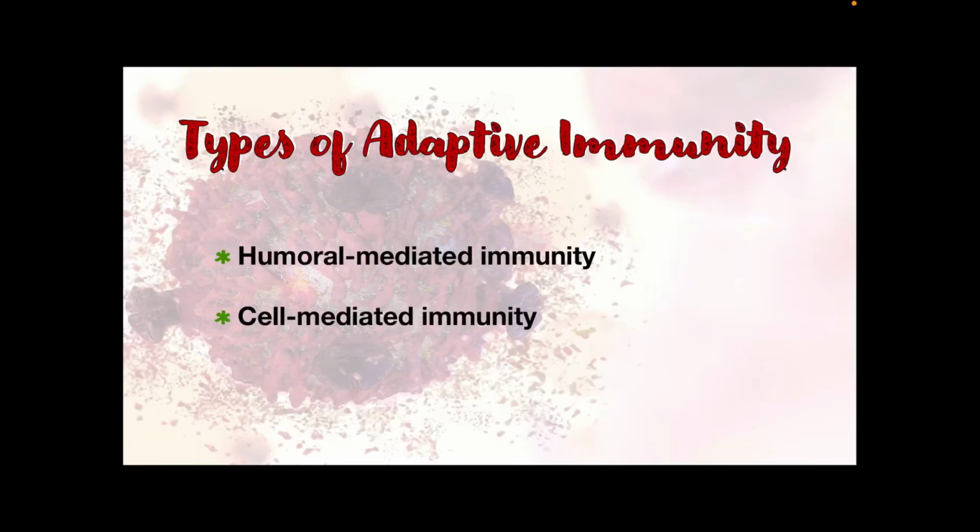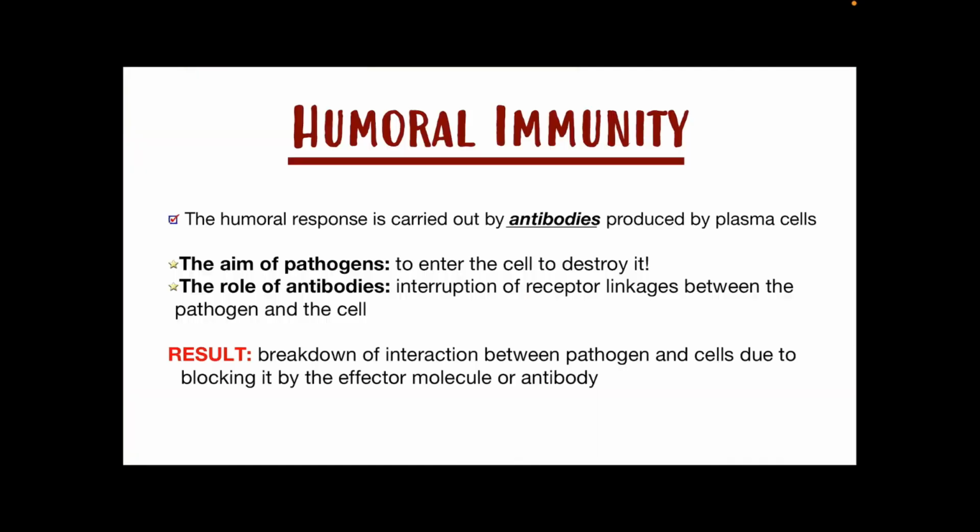Now let us elaborate the types of adaptive immunity. Again, we have the humoral and cell-mediated immunity. The humoral response is carried out by antibodies produced by plasma cells. These plasma cells are derived from activated B cells that are produced in the bone marrow. With the assistance of T helper cells, the B cells will differentiate into plasma cells, which can produce antibodies against a specific antigen.